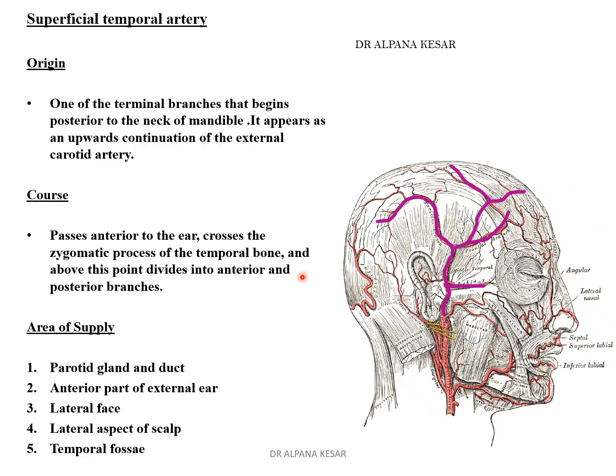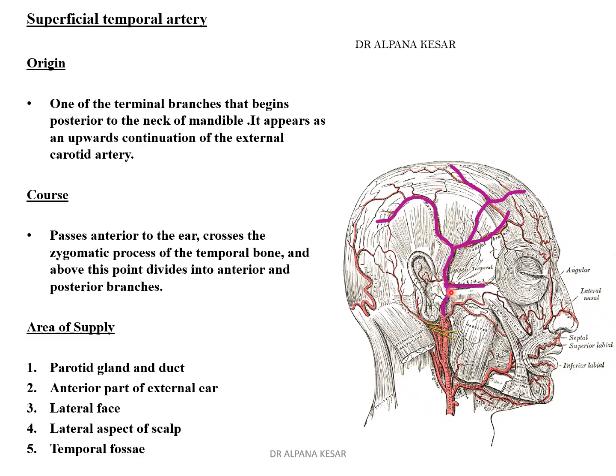Superficial temporal artery. The superficial temporal artery arises from the external carotid artery in the substance of the parotid gland. The superficial temporal artery is one of the two terminal branches of the external carotid artery and appears like an upward continuation of the external carotid artery. This is the superficial temporal artery.